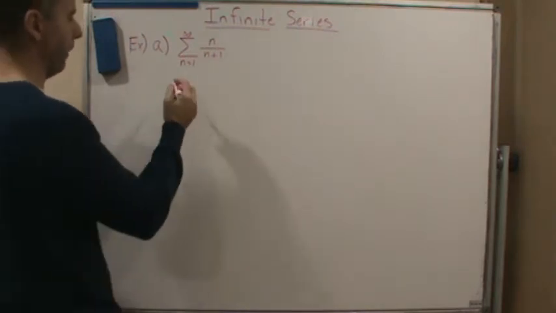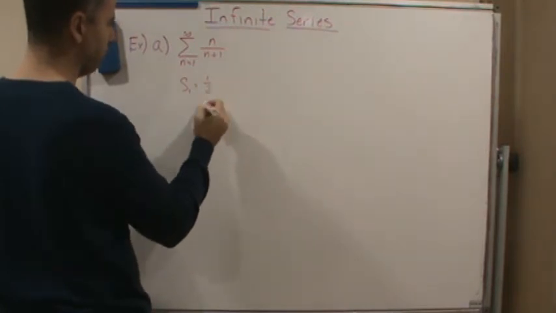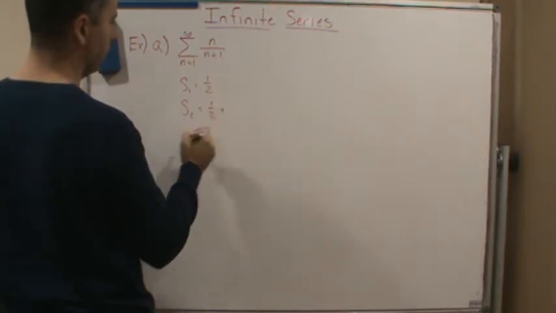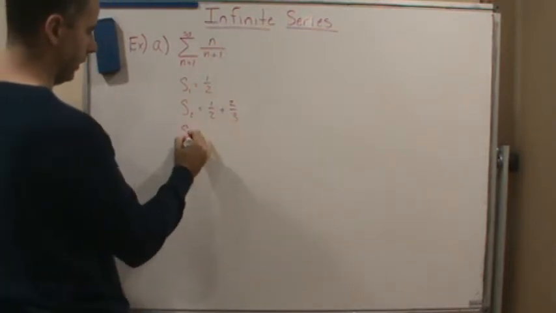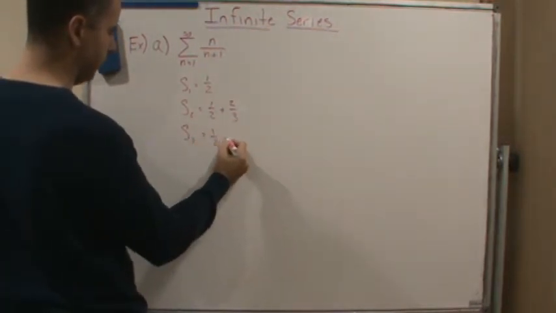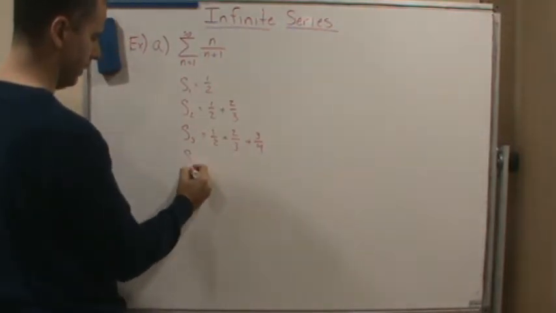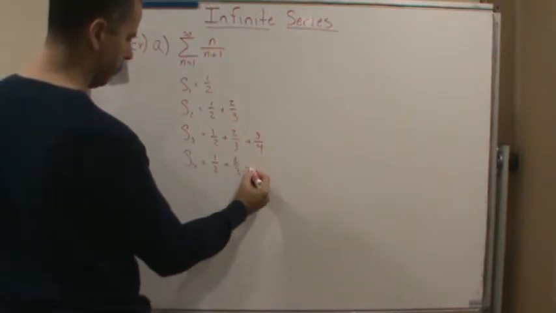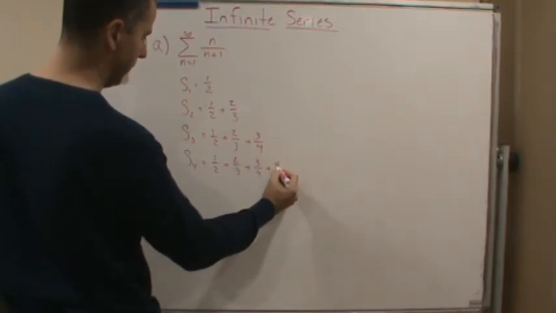In this case we have what? S of 1 is going to equal 1/2. S of 2 is going to equal what? 1/2 plus 2/3. Okay, and then S of 3 equals 1/2 plus 2/3 plus 3/4, and then S of 4 equals 1/2 plus 2/3 plus 3/4 plus what? 4/5.